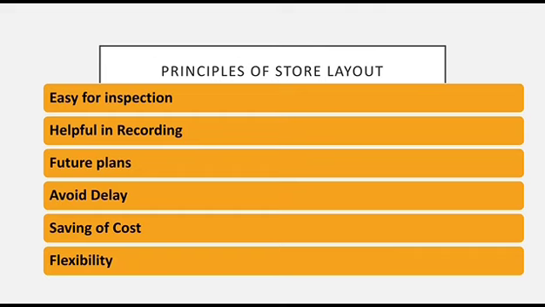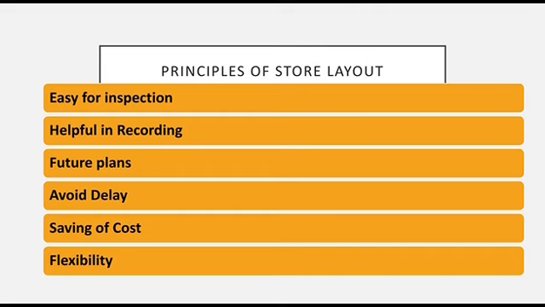Next is avoid delay. Delay breeds reduced efficiency. Storehouse layout should be of such a design that no hurdle comes across while carrying the material items. For this purpose, a separate approach path should be there. Inside the storehouse, such a path should be connected with every production department internally.